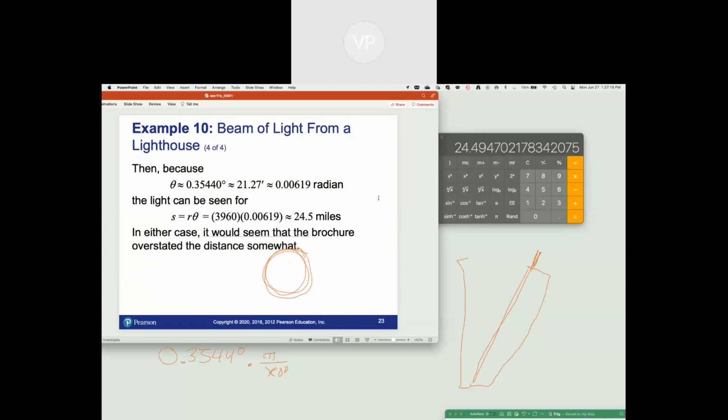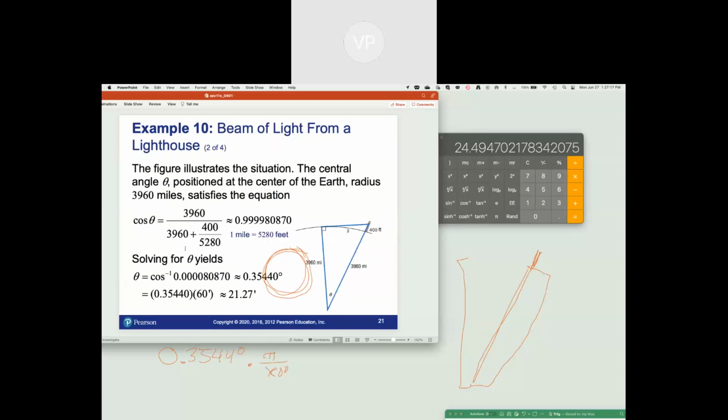Emily, you're asking, do we replace the 0.008? Oh, that right there was the answer you got when we took this right here. So when I did 3960 divided by 3960 plus the 400 over all that, that's the answer of what cosine is equal to. Cosine equals all of this. Trying to make sure I'm getting the same thing here.